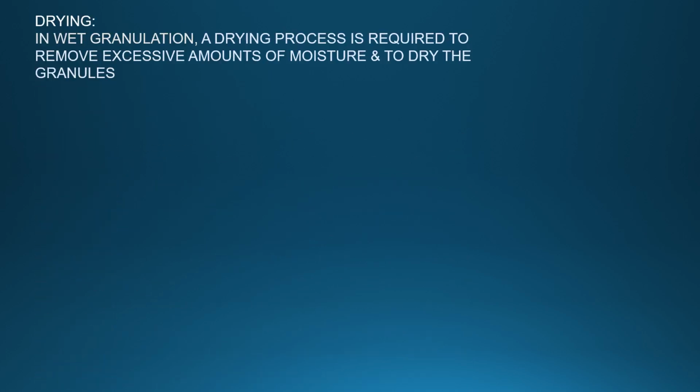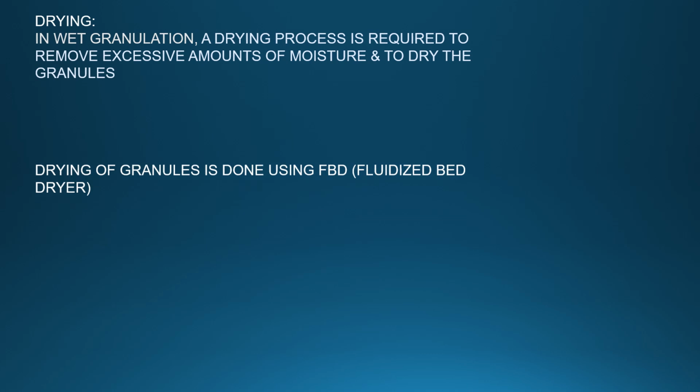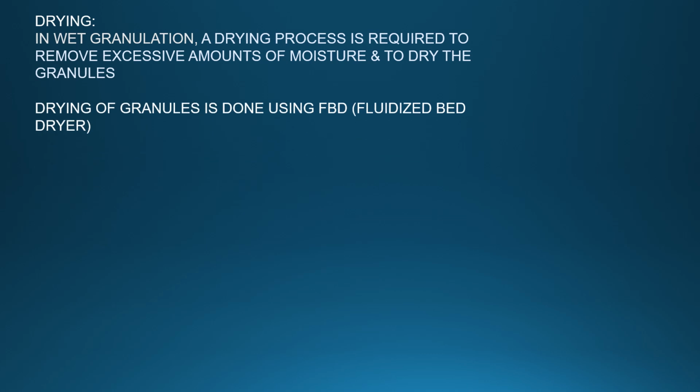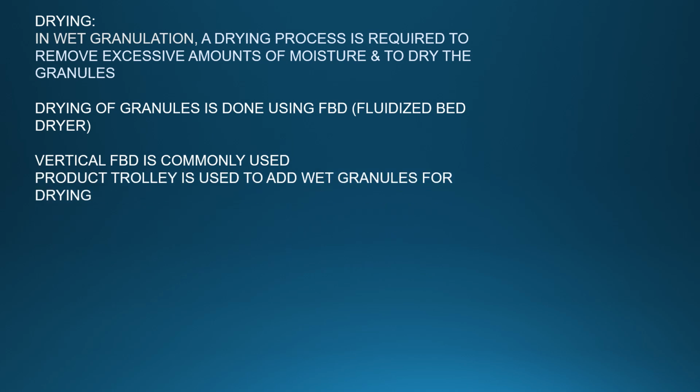Next stage is drying. In wet granulation, the drying process is required to remove excessive moisture and to dry the granules. Drying of granules is done using FBD, fluidized bed dryer. Basically, vertical FBD is commonly used. The product trolley is used to add the wet granules for drying, as shown in the previous slide, where the co-mill is directly connected to the product trolley.